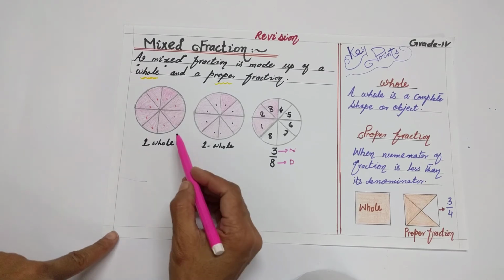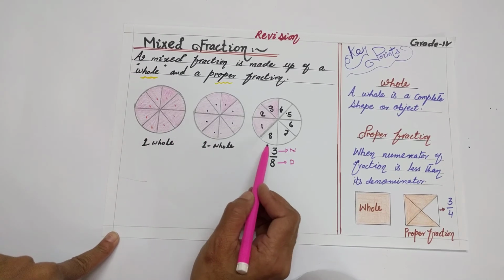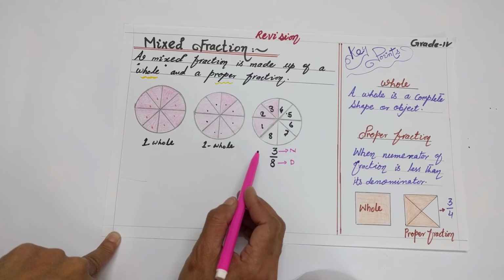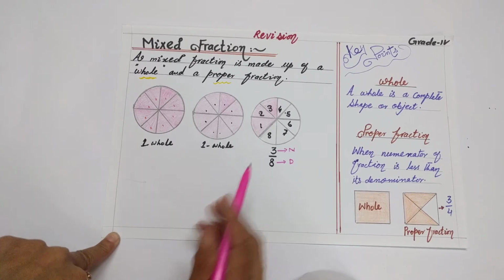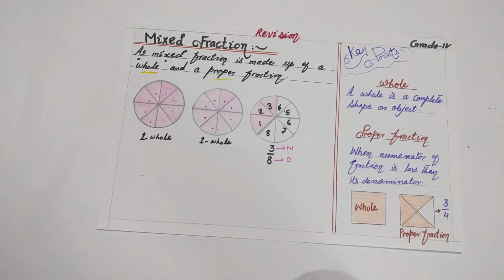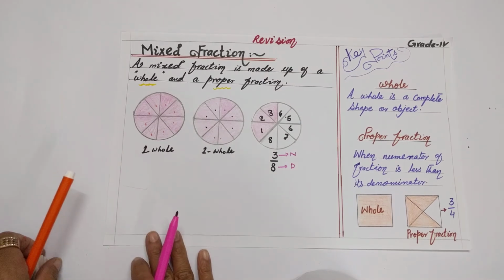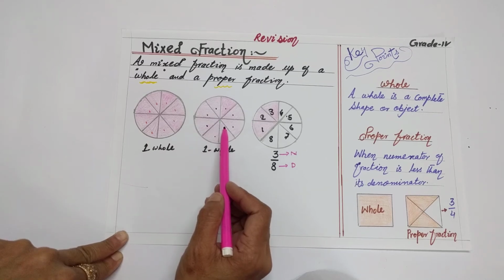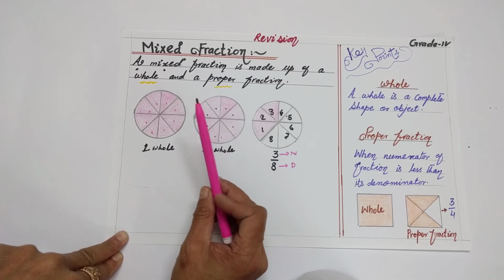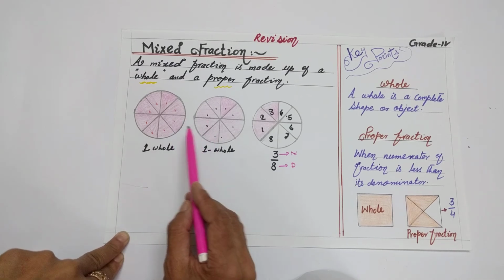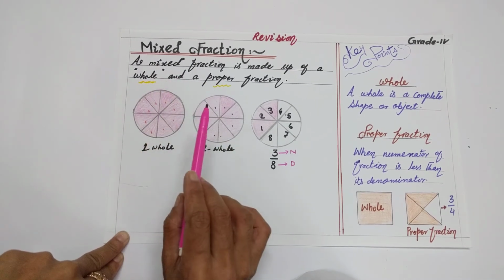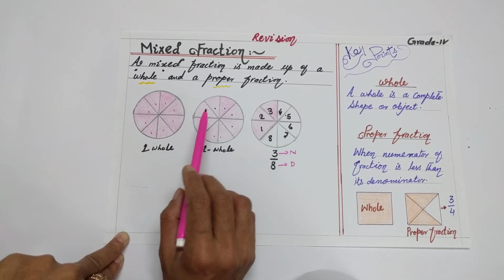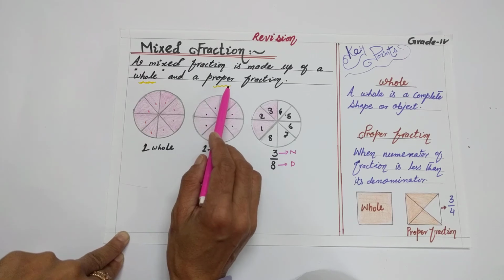So I am using 2 wholes, and in the third one I am not using the whole because I am just using 3 out of 8 equal parts. To represent the mixed fraction, you can use 1 whole, 2 wholes, 3 wholes or 4 wholes. It's up to you, but the main point is that along with the whole you should have a proper fraction.